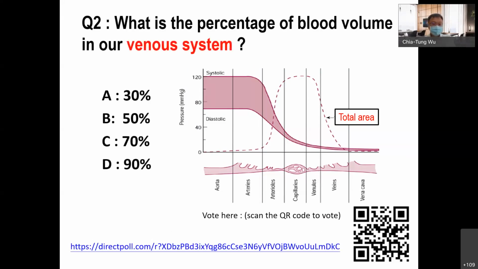Okay, I have a question too. What is the percentage of blood volume in our venous system? Are there only 30% of blood in our venous system, or is 90% of blood in our venous system? Please show me your response. Just guess, it's okay. It's not a test. Let me know you are here.